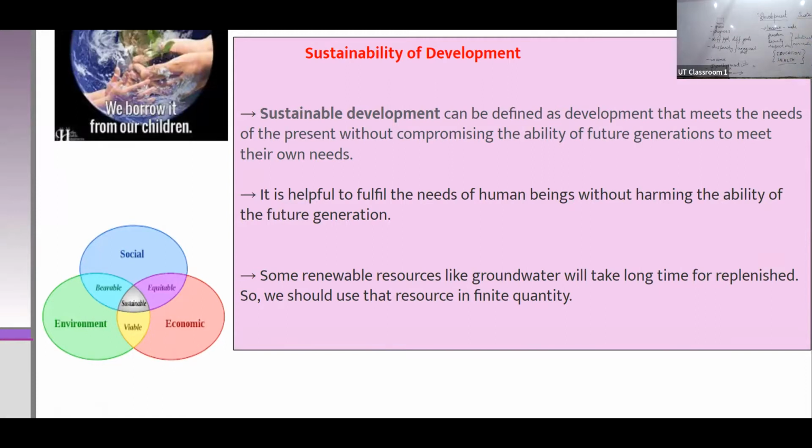Sustainability. Sustainability means what to sustain? Why? Why are you tickling up? Okay. So, what is the meaning of sustain? To sustain.